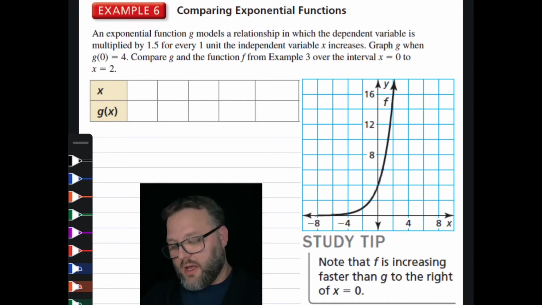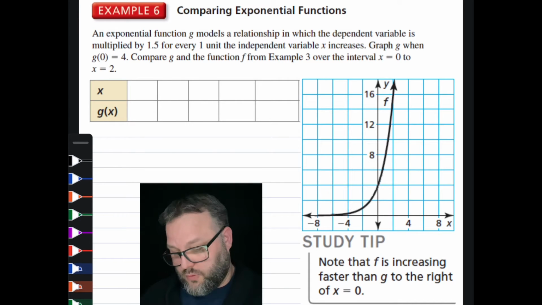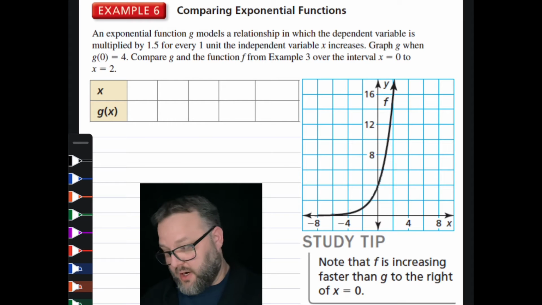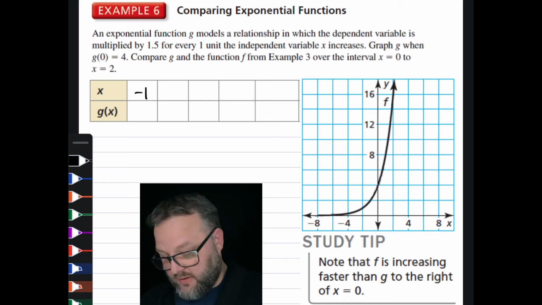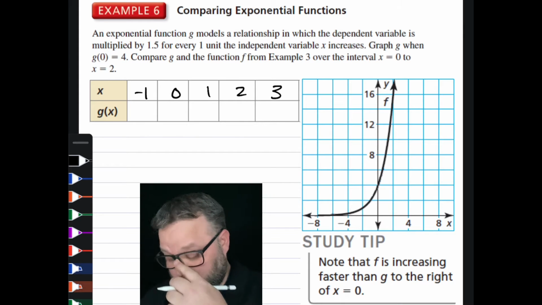All right, a couple more and we'll be done. So we're comparing exponential functions, and really what this is trying to get us to do is look at when x is -1, 0, 1, 2, 3. Why? Because I'm copying that from the book, to be honest.